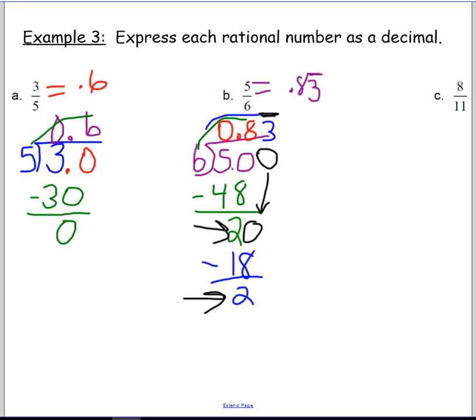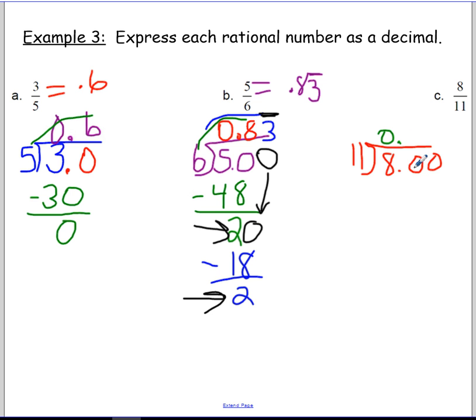So now let's look at 8/11ths and divide that out and see what we get. So again, down and out, our 11 goes on the outside, and our 8 goes on the inside. And we'll put a decimal. Let's put 2 zeros to start off with and see what happens. So 11 can't go into 8, so we'll put our 0 there in our decimal.